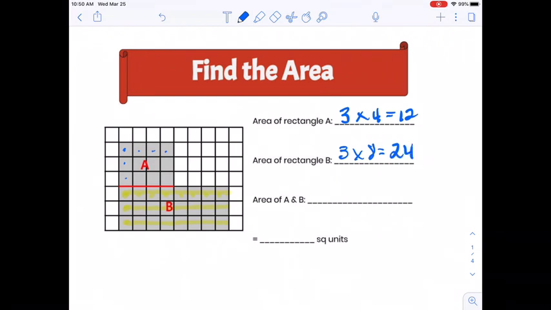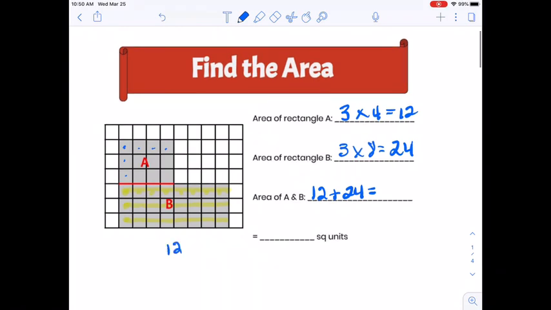Now, how would we find the area of A and B together? We would just add them up. 12 plus 24. And when I add 12 plus 24, 2 plus 4 is 6, 1 plus 2 is 3, I get 36. So that's 36 square units, because if we counted, there would be 36 squares covering this shape. This gray shape has 36 squares to cover it, so we call it square units for area.